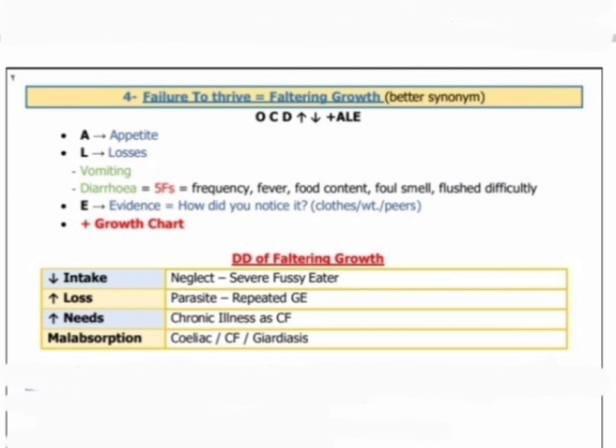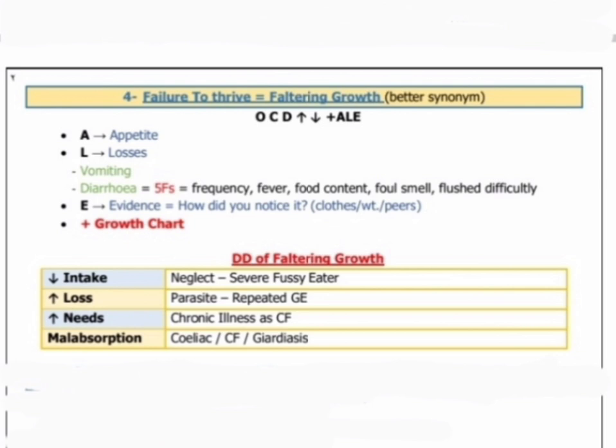Then first we analyze the onset, course and duration. What makes it better and what makes it worse, and EARLY. In EARLY, A for appetite, L for losses and E for evidence. So A for appetite, that is the child's appetite, which we ask about in the diet history. Then losses, like vomiting: is any vomiting present or not?